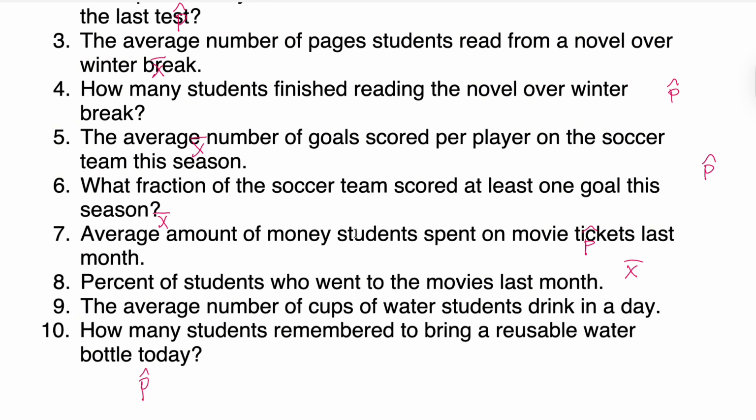Average amount of money students spent on movie tickets last month. Because there's an average, this is a mean. Percent of students who went to the movies last month. Percent, proportion. The average number of cups of water students drink in a day. The average, this should be a mean. How many students remember to bring a reusable water bottle today? How many students? Should be a proportion.